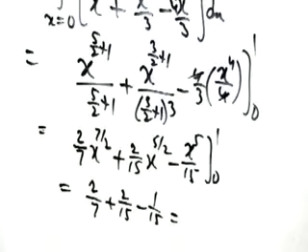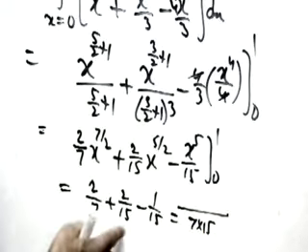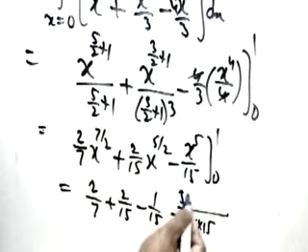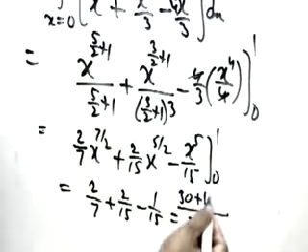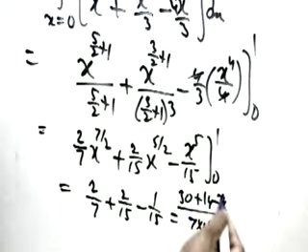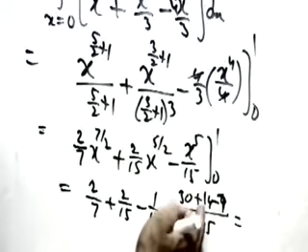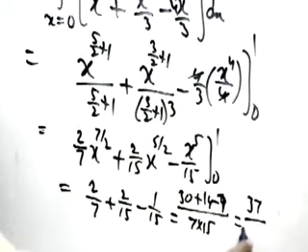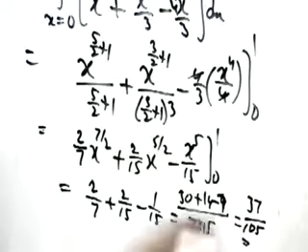Now what is left here, we can take the LCM. LCM will be 7 into 15. Now 15 2s are 30. So this will become 30 plus 7 2s are 14 plus 7 1s are 7. So what will be this one? 14 minus 7 is 7, 7 plus 30 is 37, by 105, 37 by 105.